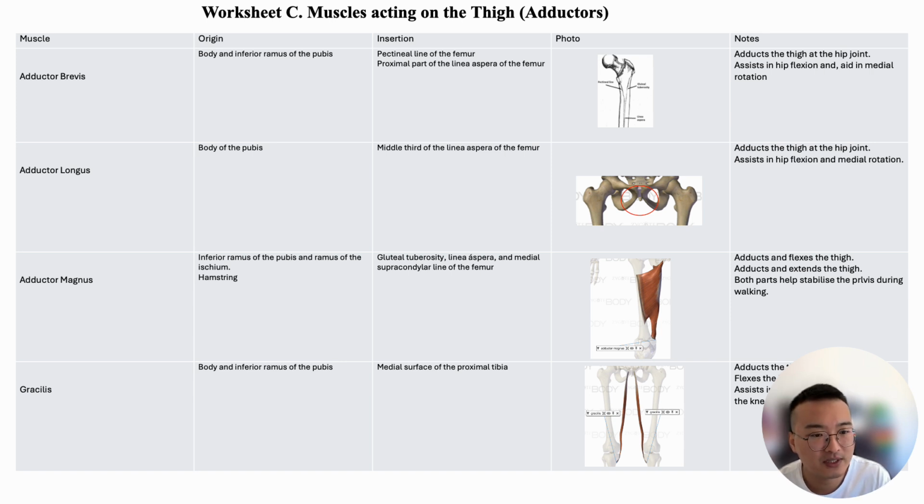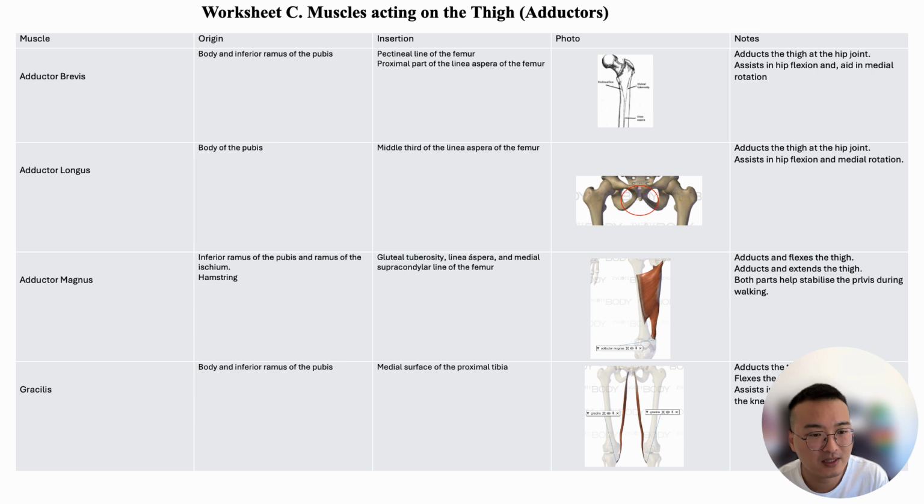The second muscle is adductor longus. The origin of it is the body of the pubis, and the insertion is middle third of the linea aspera of the femur, which helps adduct the thigh at the hip joint and assists in the hip flexion and the medial rotation.